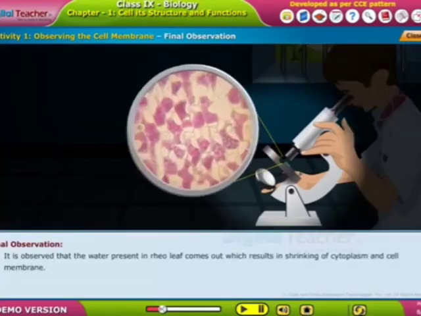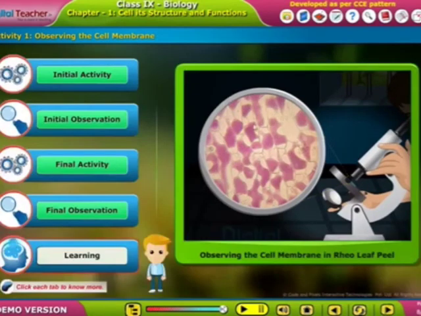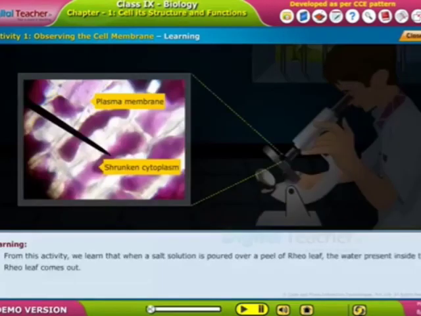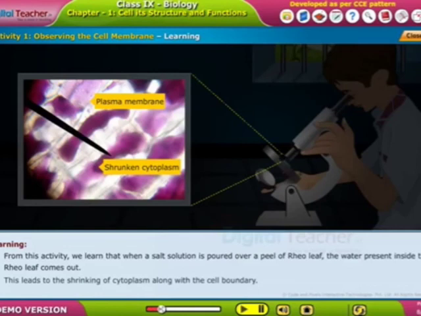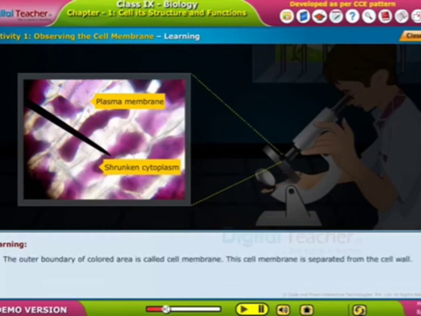It is observed that the water present in the rayon leaf comes out, which results in shrinking of cytoplasm and cell membrane. From this activity, we learn that when a salt solution is poured over a peel of rayon leaf, the water present inside the rayon leaf comes out. This leads to the shrinking of cytoplasm along with the cell boundary. The outer boundary of the colored area is called cell membrane. This cell membrane is separated from the cell wall.